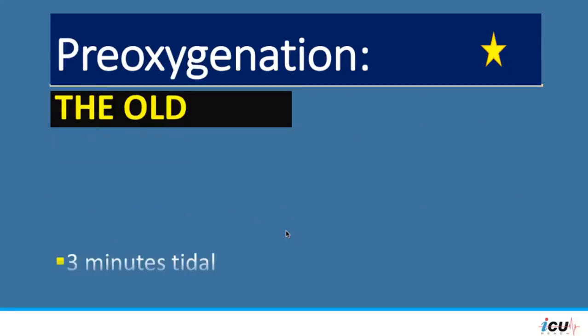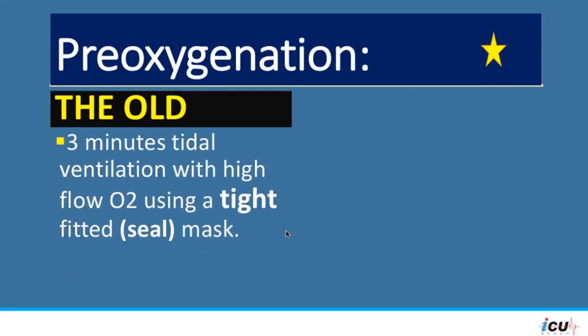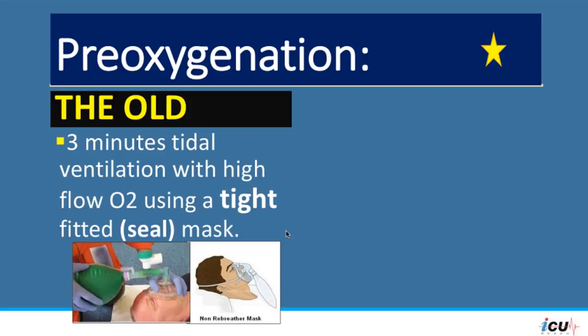Now, we know that 3 minutes of tidal ventilation with high flow oxygen using a tight fitted mask is the orthodox or traditional way of teaching RSI, and you make sure you don't use the non-rebreather mask. Instead of that, you must always use a tight fitted mask, preferably connected to a PEEP valve.